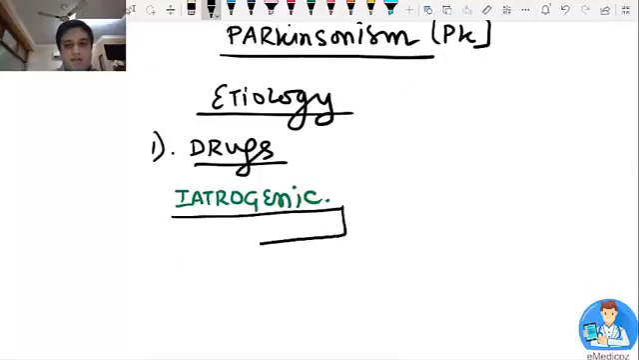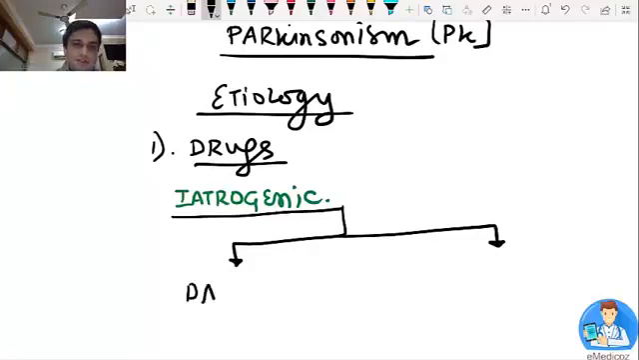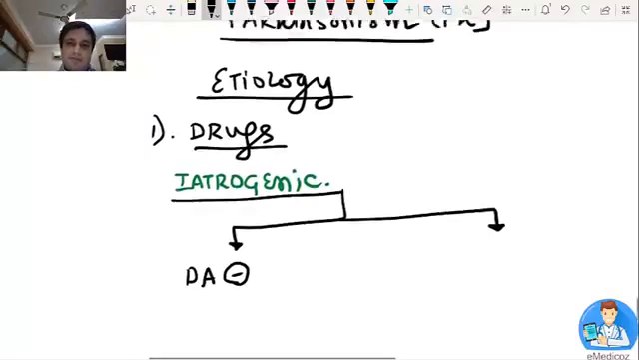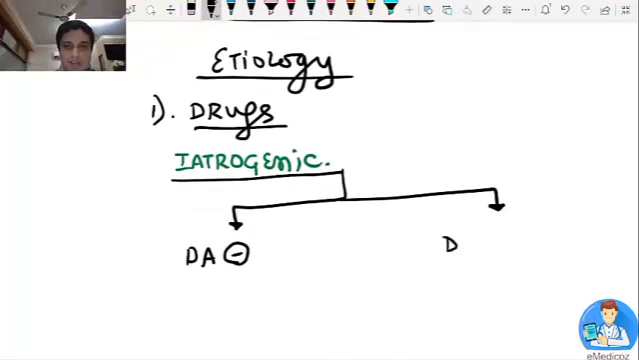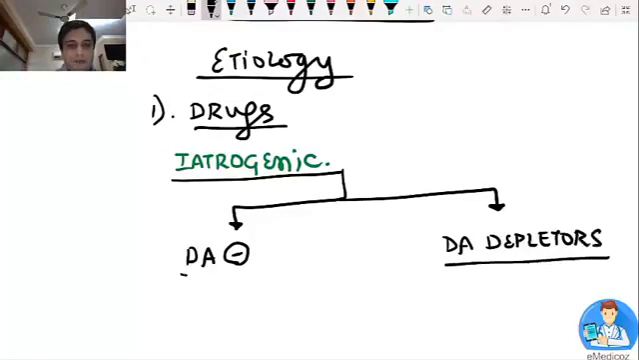So remember the iatrogenic cause when I look at it in Parkinsonism, it can occur in two ways. Either by the use of certain drugs which are dopaminergic antagonists, that means they are blocking the central dopamine receptors for me, or maybe drugs which are eating away the central dopamine, which are known as the dopamine depleters for me. Now when I look at the dopaminergic antagonists, that means they are directly blocking the central dopamine receptor.